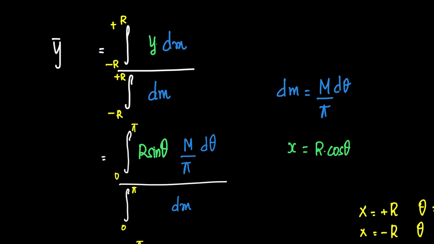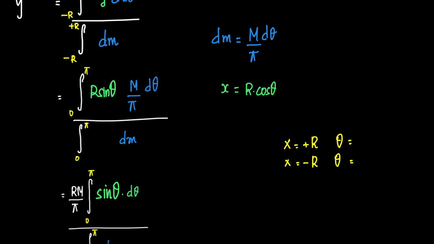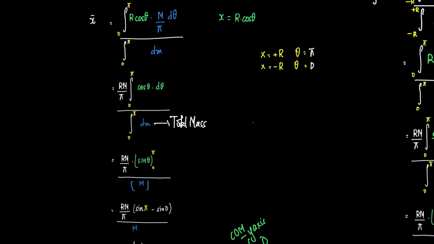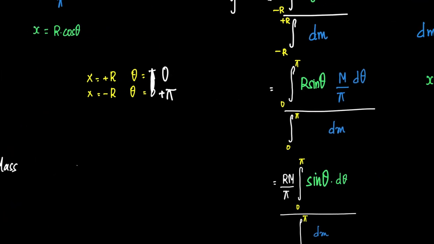And one more time, why does this vary? Because at x equal to minus r, theta is equal to 0, and x equal to plus r, theta is equal to 0, and x equal to minus r, theta is equal to pi. Oh, I think I made a mistake here. Yeah, this should be the other way around. Sorry, my bad. x equal to plus r is theta 0, x equal to minus r is theta equal to pi.